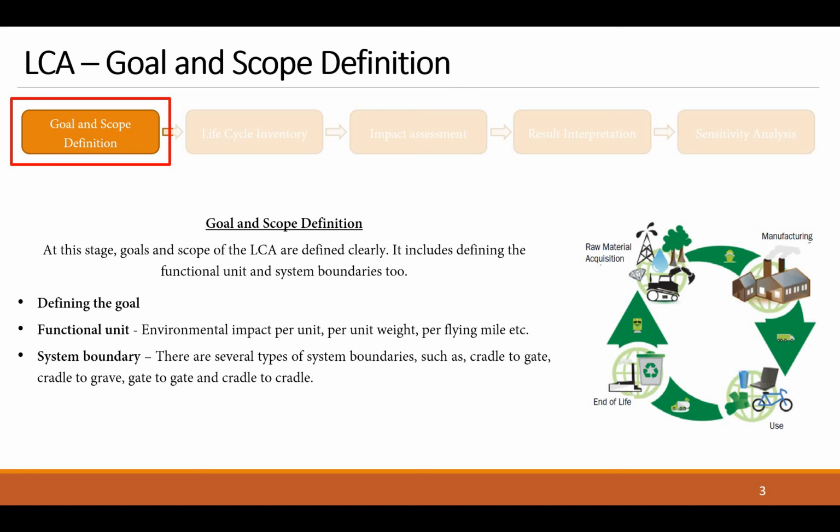However, except the goal and scope, we also define two other terms at this stage. One is functional unit and one is system boundary. So functional unit is the minimal unit which we consider to measure the environmental impact. Usually the unit is per unit of the product. If we are manufacturing a car, so per car, how much environmental impact we are having per car production.